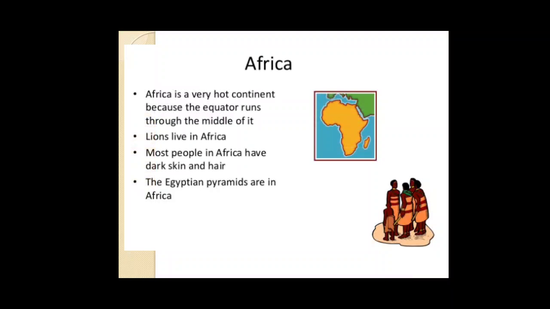Africa. Africa is the second largest continent after Asia. The equator, 0° latitude, runs almost through the middle of the continent. A large part of Africa lies in the northern hemisphere. It is the only continent through which the Tropic of Cancer, the equator and the Tropic of Capricorn pass. Lions live in Africa. Most of the people in Africa have dark skin and hair. The Egyptian pyramids are in Africa.